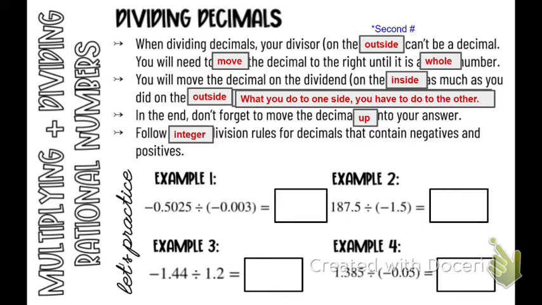So we're going to go ahead and look at example 1. We have negative 0.5025 divided by negative 0.003. First thing I'm going to do is handle those integer rules. So I have a negative and I have a negative. Two negatives means my answer is going to be positive. So I'm just going to go ahead and line that out right now.